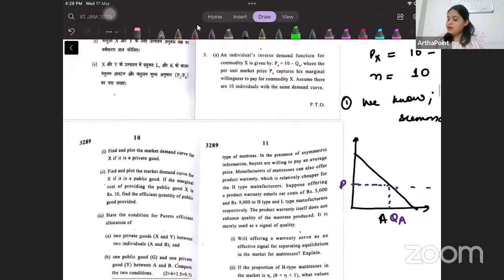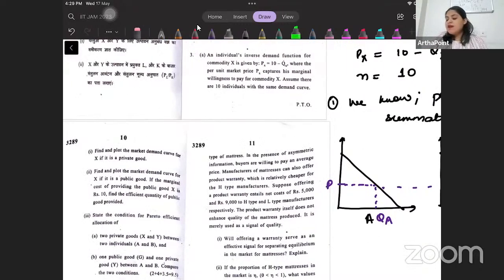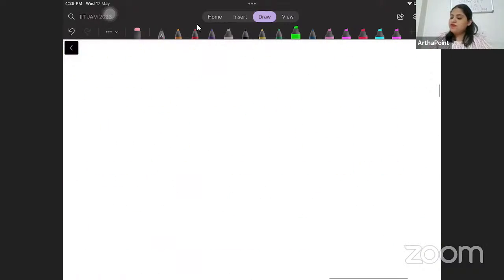Let's go to the second part. This says, find and plot the market demand curve for X if X is a public good. But a public good में reverse हो जाता है. So if we come to the second part, in case of public good, there is vertical summation.